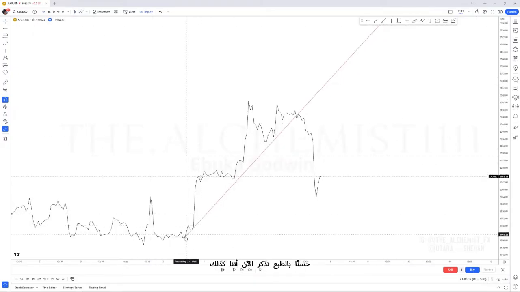We're doing it on, of course, now remember we're drawing it only on the line chart, not on the candlesticks, only on the line chart. Keep that in your mind.